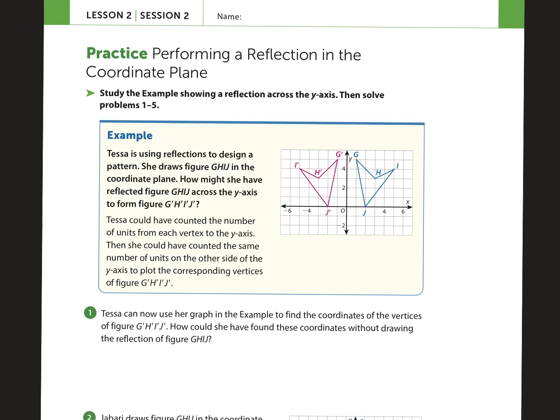Okay, so we're moving on to practice with these reflections. So for number one, we have Tessa, first of all. She has reflected the pre-image. I know this is the pre-image because there's no prime notation. This is the image over here after the reflection because we have the little prime notation marks. Okay, so she reflected it over the y-axis. So that's what happened. Number one.